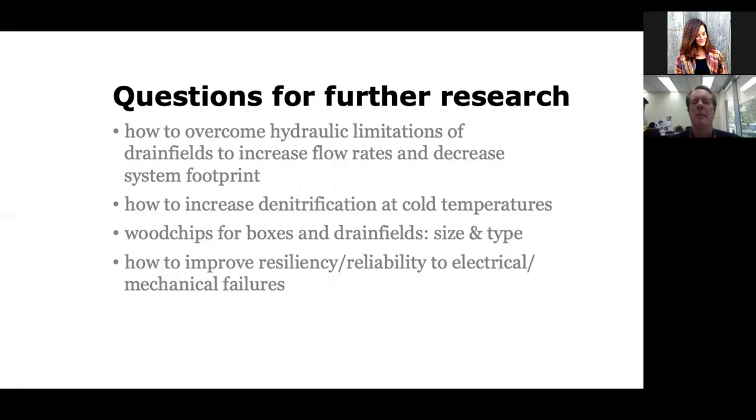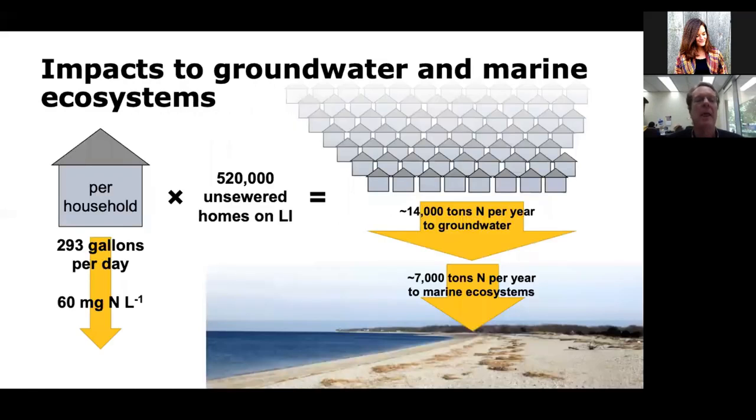Wood chips for either boxes or drain fields, size and type, and we want to get more installations in the ground. We're also looking for ways to improve the resiliency and reliability of these systems. Although, so far, they've been very reliable in our in-ground systems in Massachusetts and in Suffolk County.